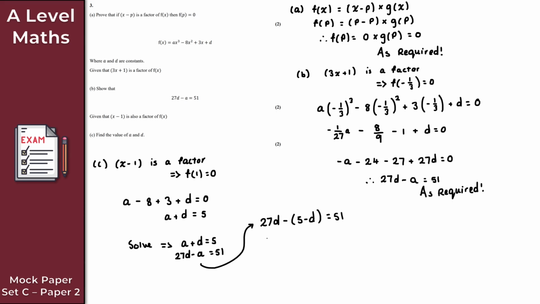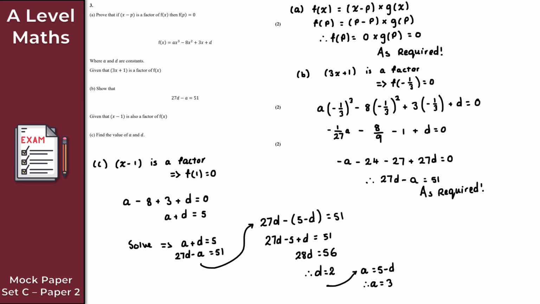So what do we get here? So I get 27d minus 5 plus d is equal to 51. So add 5 to both sides, and 27d plus d is obviously 28d. 28d here is equal to 56. Divide both sides by 28, right? And in that case, then d is equal to 2. And now that we have the value of d, we can easily find the value of a. So a is equal to 5 minus d. So therefore a is equal to 3. Okay.